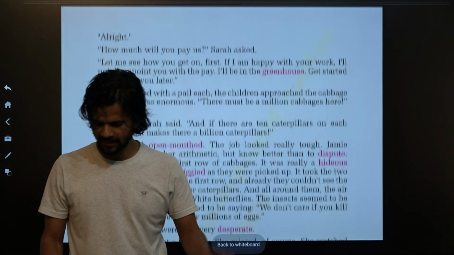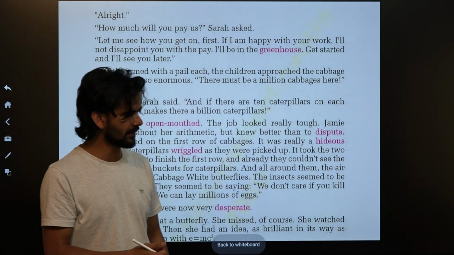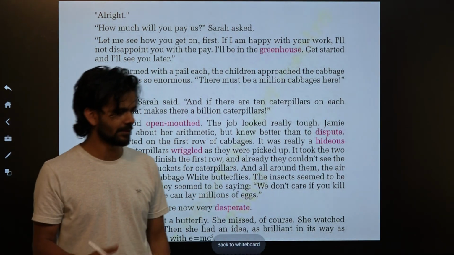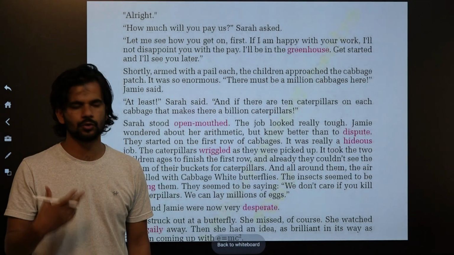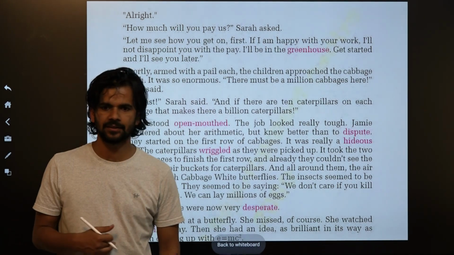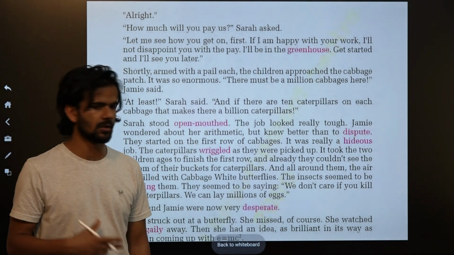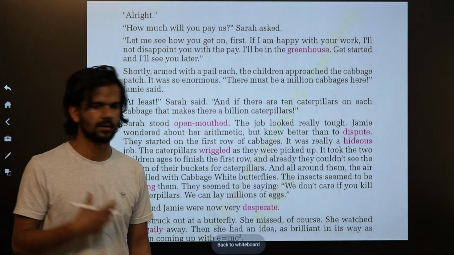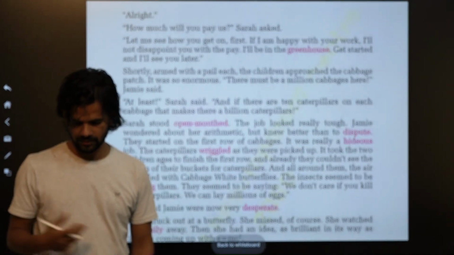Alright, how much will you pay us? Sarah asked. So how much are you going to give us? Right? Whenever you work, you have to ask for money. I mean, generally, unless it's a social service and so on, right? If you are going for a job, definitely you have to talk about salary, talk about money per hour. How much am I going to get, or per month, or per week, and so on. So Sarah also asks how much she was going to get.